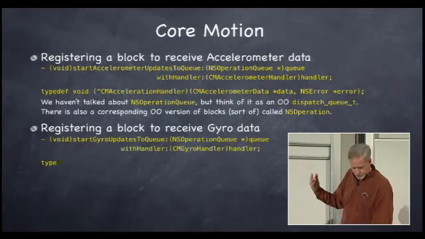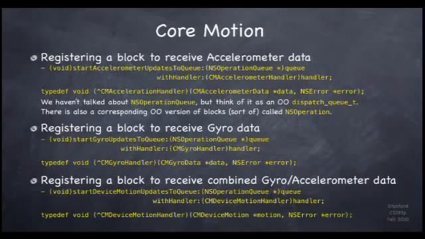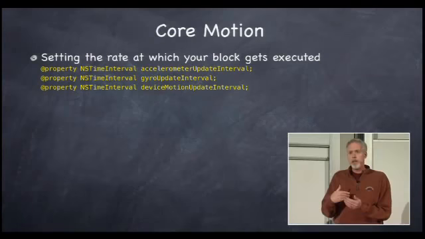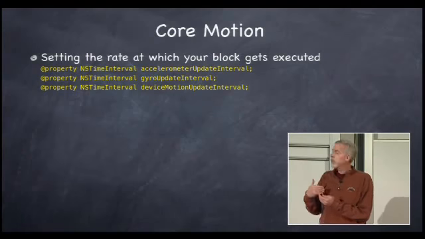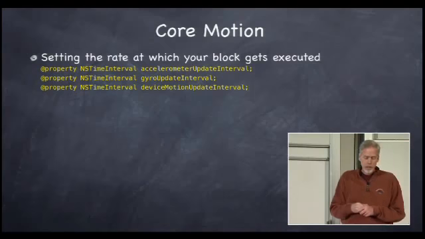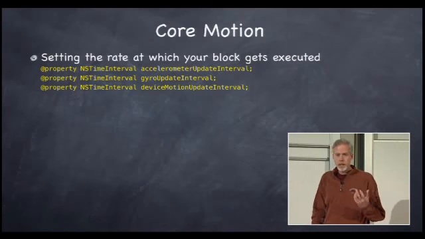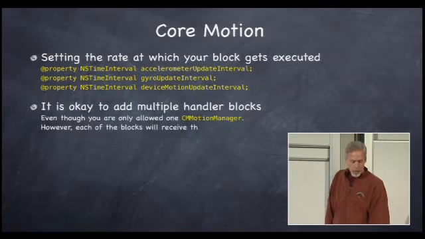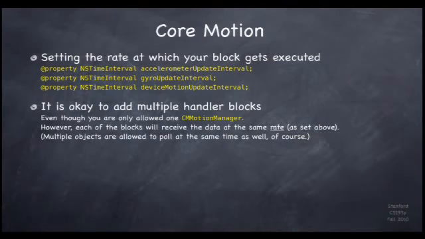And same thing for gyro and device motion data. You just get the other objects sent to you. So this is the primary way you're going to do this. You're just going to work off a thread, and it's just going to call this block every time it has data for you. So here's the rate at which that block is going to get called. It depends on which kind of thing you're sampling: accelerometer data, gyro data, device motion updates. You just set that time interval, how many seconds between times your block is called.